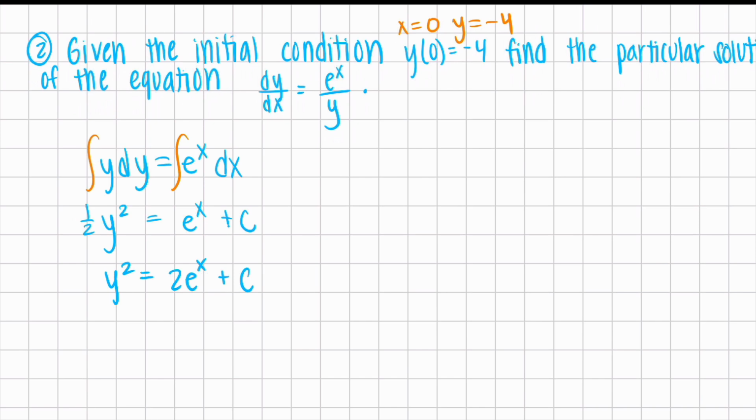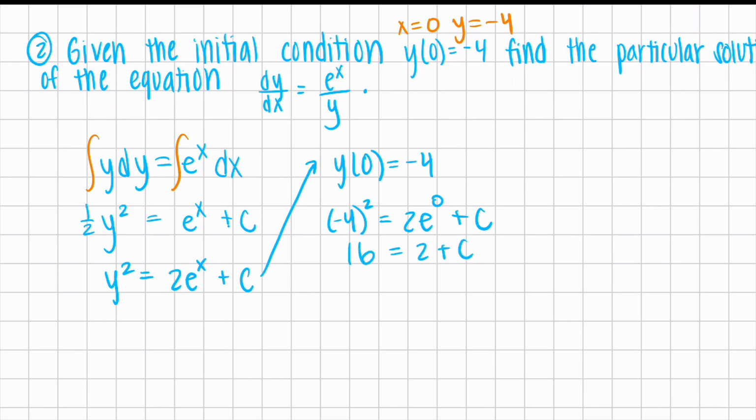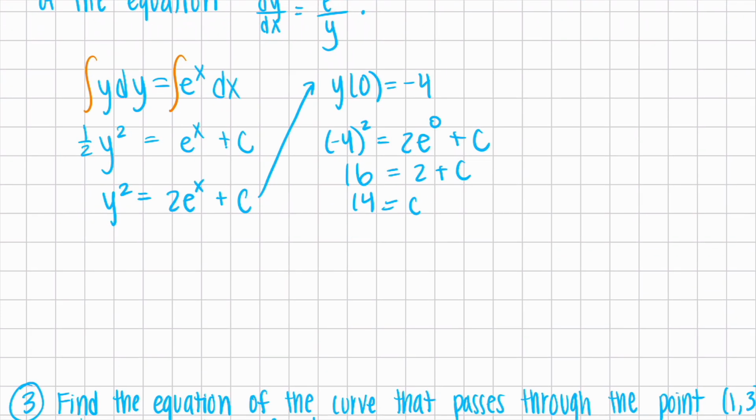I would say from here, let's find our c using our initial condition. It technically doesn't matter what step you use to find c, but let's do it here. So we get negative 4 squared, because we're plugging negative 4 into y, and we're going to plug 0 into x. So I get 16 equals 2 plus c, so c equals 14. So now I have y squared equals 2e to the x plus 14.